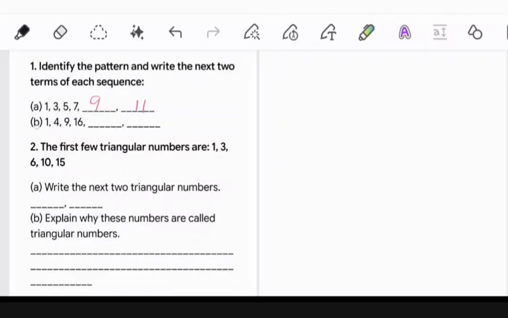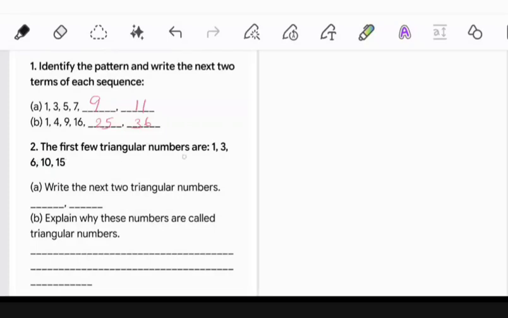Okay? B. 1, 4, 9, 16. So these are square numbers. After 16, the next is 5 square, 25. Then 6 square, 36. Okay?